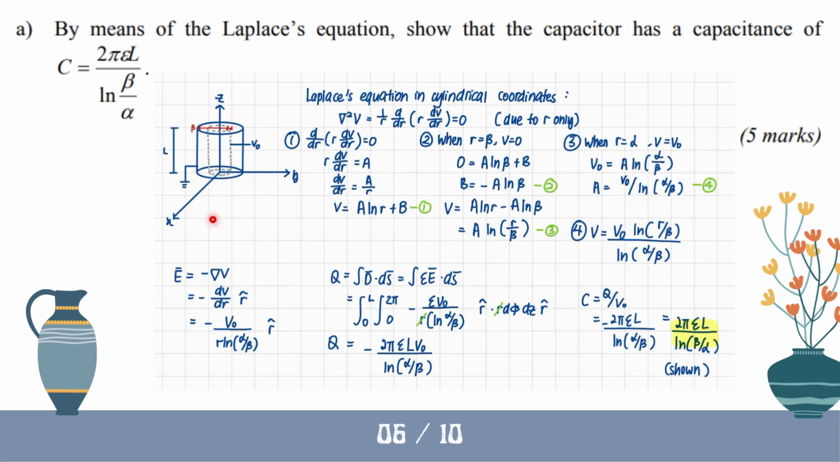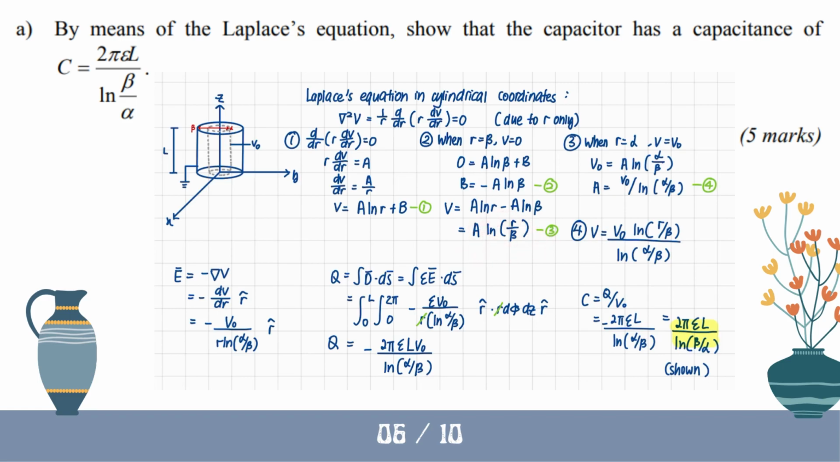From this diagram we can see that the change is only in the radius. So we can get the Laplace equation in the cylindrical coordinate as this equation. We let it equal 0 and integrate it, and we will get V equals A ln r plus B. From this diagram, when r equals beta, V is equal to 0 since the surface is grounded. We substitute this r and V into equation 1 and we get B equals negative A ln beta. Then we substitute B into equation 1, and we get V equals A ln r over beta.